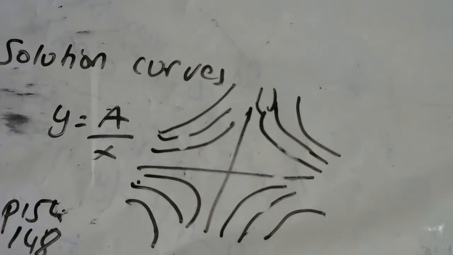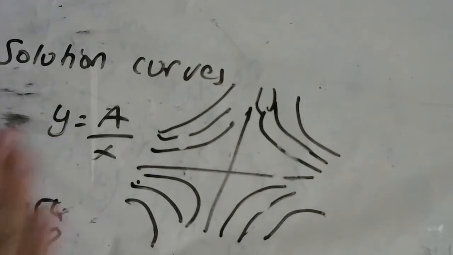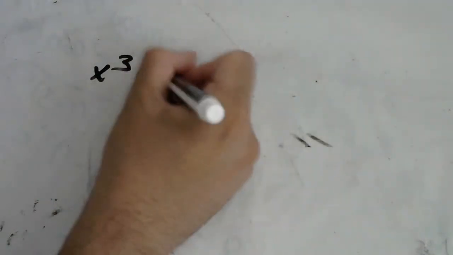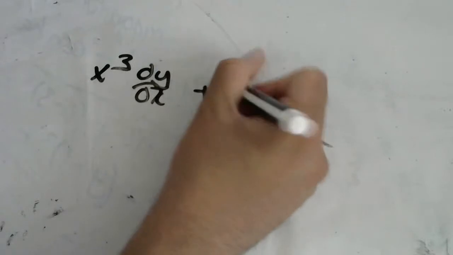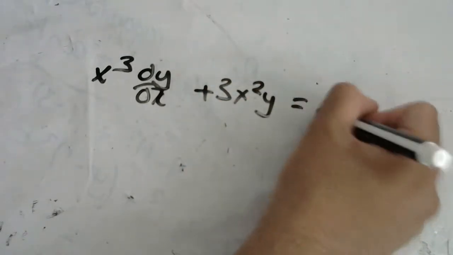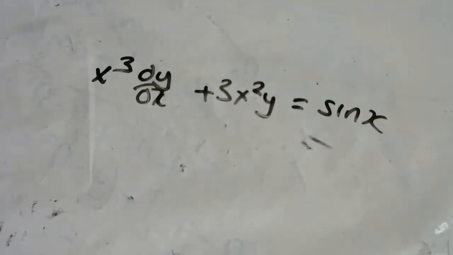Right, number 2. Slightly harder one this time. So this one I want you to try. I say slightly harder, considerably harder. X cubed dy dx plus 3x squared y equals sine x. So you can see the challenge is ramped up quite considerably.